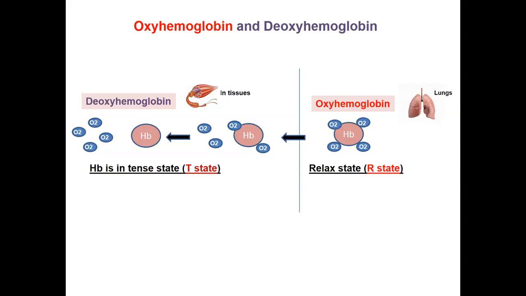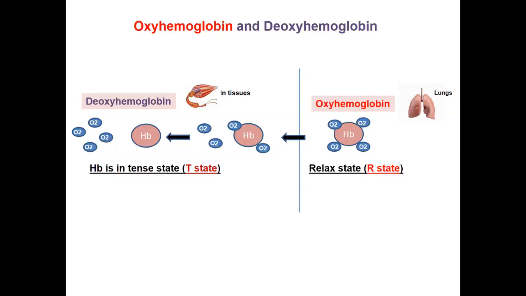So now, in the lung, hemoglobin binds to oxygen, okay? At that point, it's called oxyhemoglobin, and the molecule is relaxed, okay? The binding of oxygen to the hemoglobin molecule relaxes it.